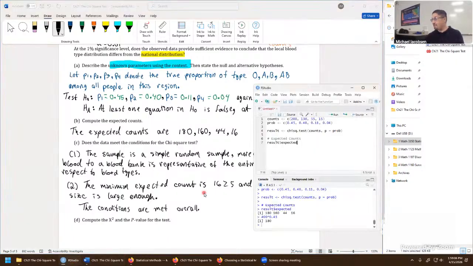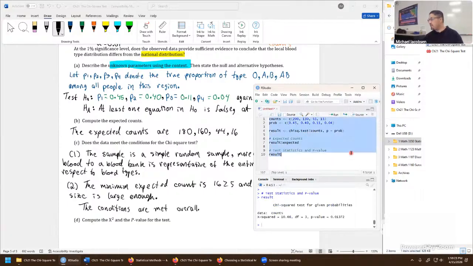But if everything is already here, this is all you need to do. So I'll call this part test statistic and p-value. Here, we just need to say result, or you could just run chi-square.test again if you prefer. That would work out just fine. So rerun this. When result occurs, it just outputs the chi-square test that got stored. It gives us right away, chi-square test statistic is 10.66. So let's write that in.